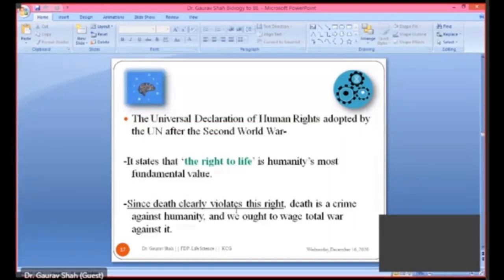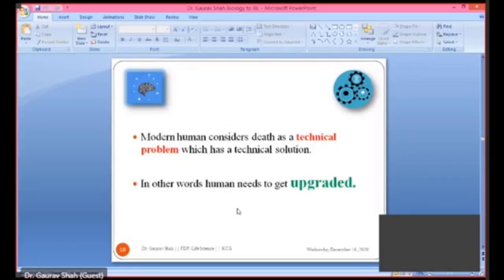So the Universal Declaration of Human Rights, adopted by the UN after the Second World War, states that the right to life is humanity's most fundamental value. Since death, whether natural or artificial, and we have seen various means, is inevitable, we are all aware of it. So if we relate those declarations and our understanding, death violates this right. Death is a crime against humanity, and we are in a total war against it. So modern humans consider death a technical problem. Now this is very dangerous, and that's why biological engineering came into existence.